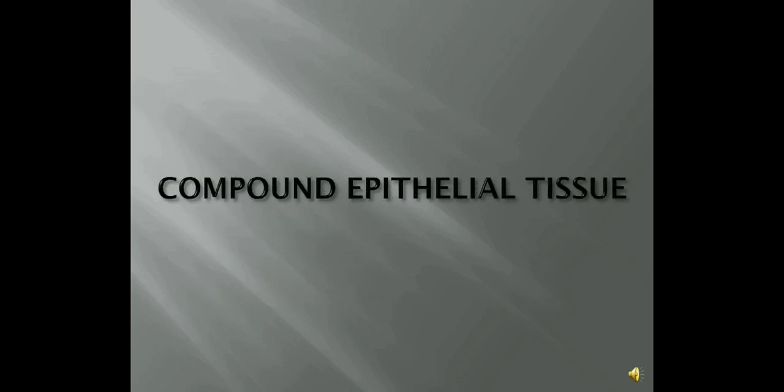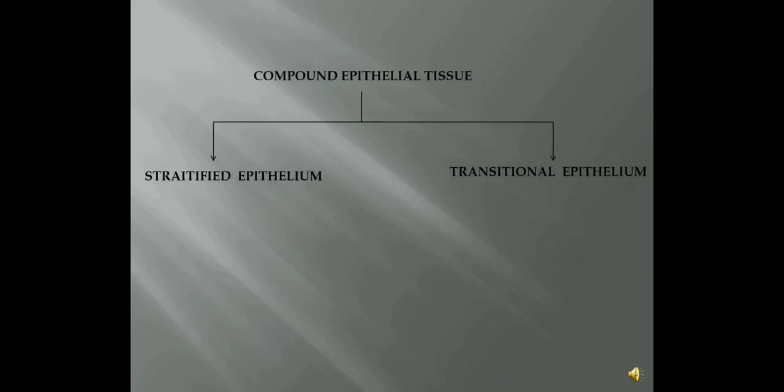Today we'll start with compound epithelial tissue. It consists of two types, that is stratified epithelium and transitional epithelium. Let's start today with the first one, that is stratified epithelium.